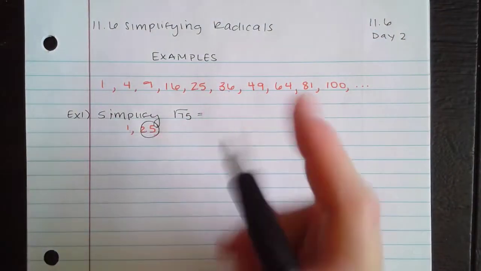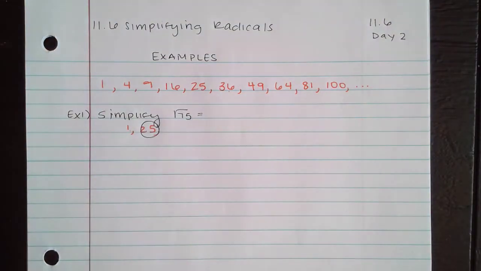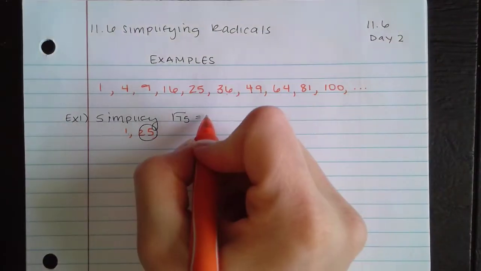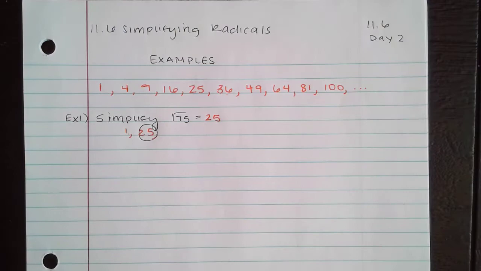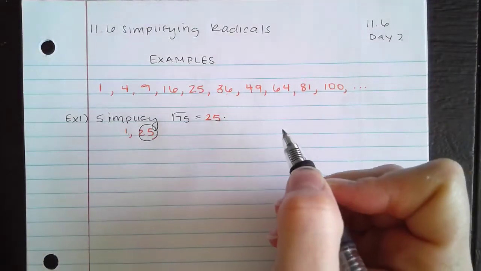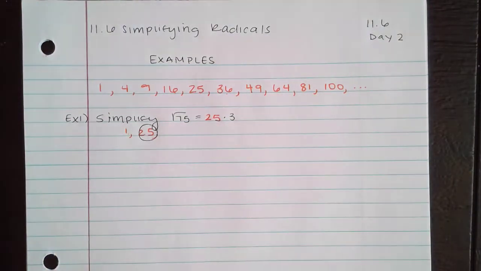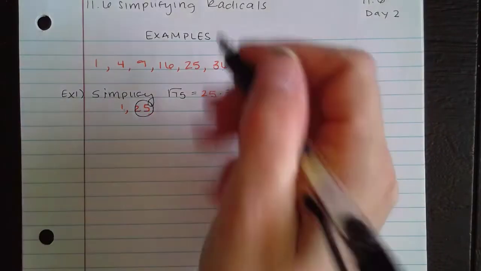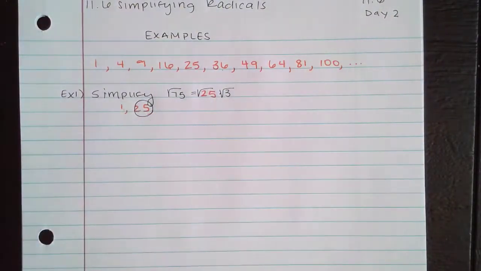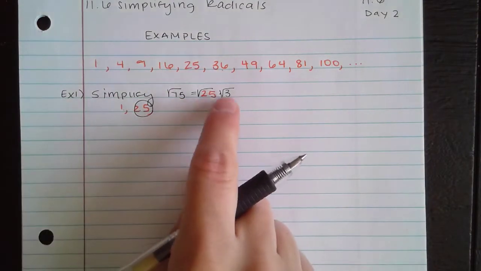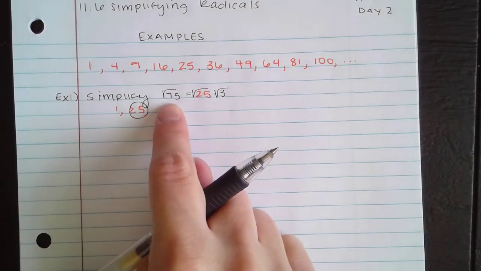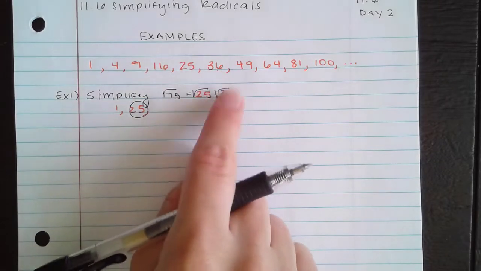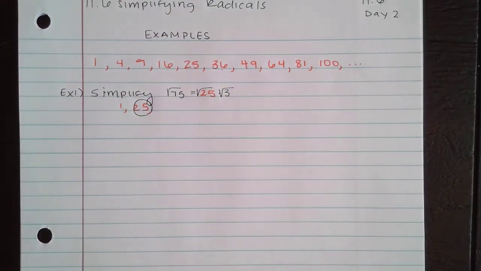75 is equal to 25. Sorry, I'm trying to use colors to help. 25 multiplied by what? Multiplied by 3, right? So the square root of 75 is equal to the square root of 25 multiplied by 3, and you can just put square roots over both of those. So that's where we're getting that 25 and 3 from, because 75 is equal to 25 times 3. And we can separate that out.